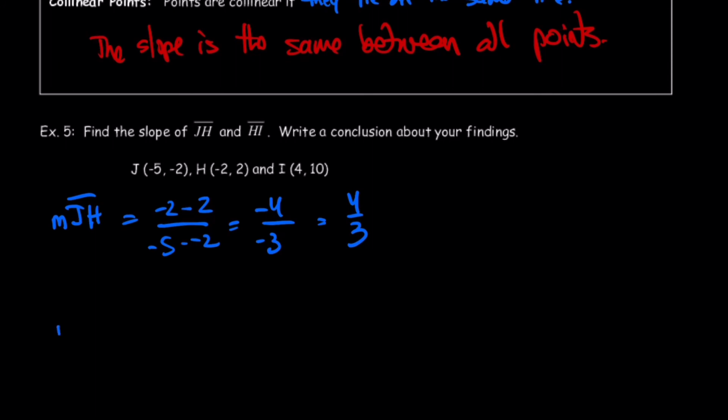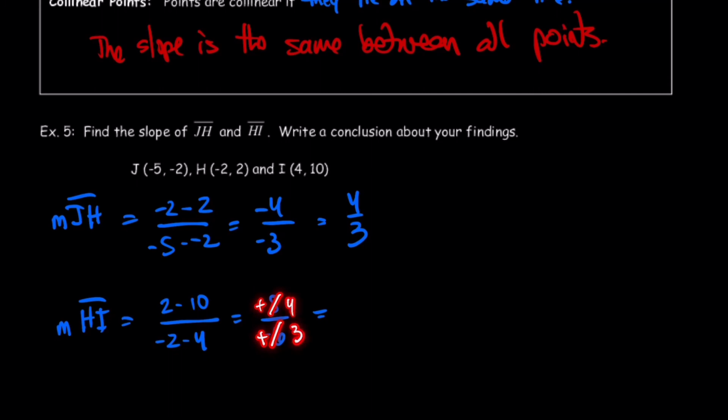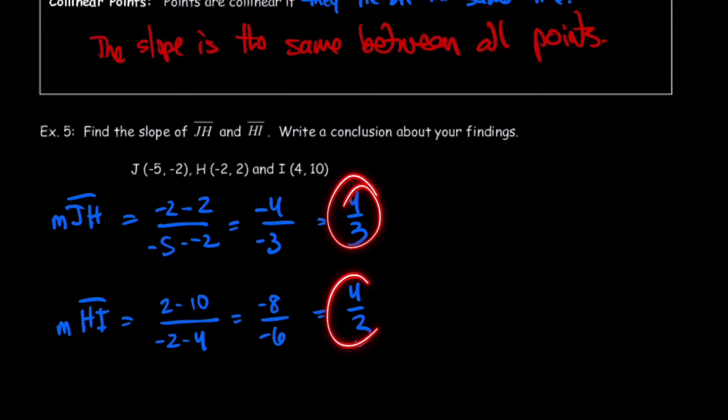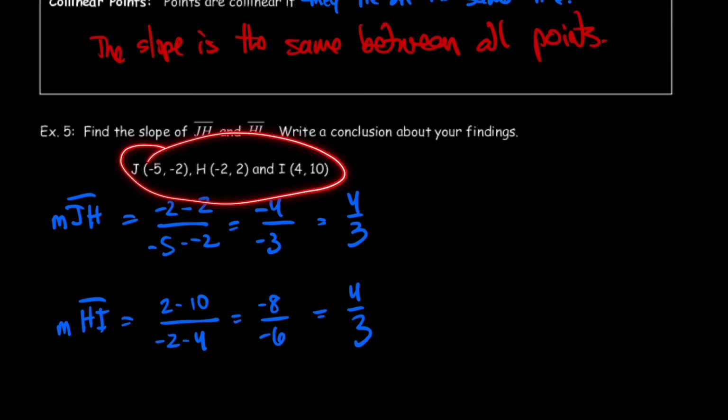All right, so now let's find the slope of HI. So now I'm using these two, starting with y minus y, 2 minus 10, over x minus x, negative 2 minus 4. So 2 minus 10 is a negative 8. Negative 2 minus 4 is negative 6. So I do need to simplify this. Two things I need to do, cancel those negatives, and then divide both of those by 2, 4/3. So what we notice here is that the slopes are the same, those are equal, between all of these points.